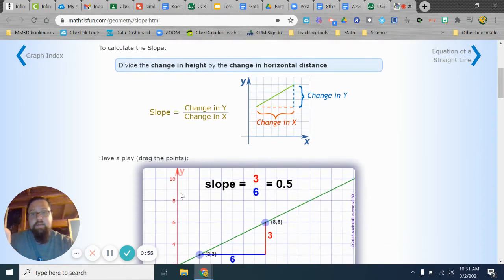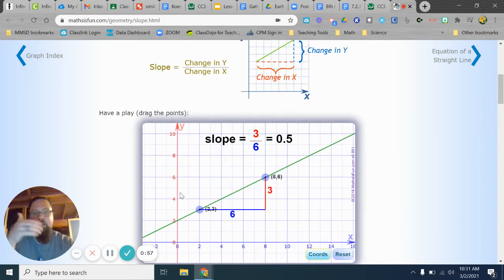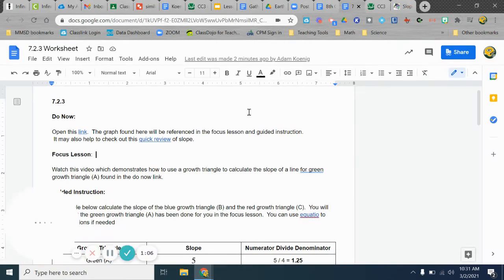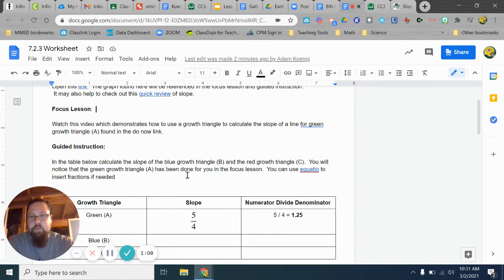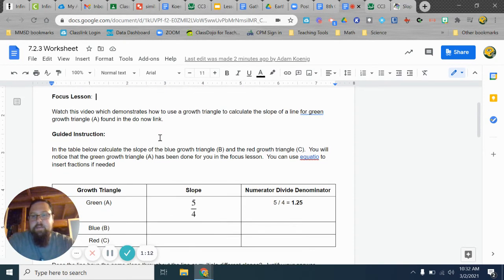Okay, and then there's just an example down here, and you can play around with this if you would like. A resource that you can look at to help you out with this lesson. Okay, so let's go to what we actually need to do. So at some point, you're going to watch the video I'm currently filming. So it says in the table below, we need to calculate the slope of the different growth triangles.